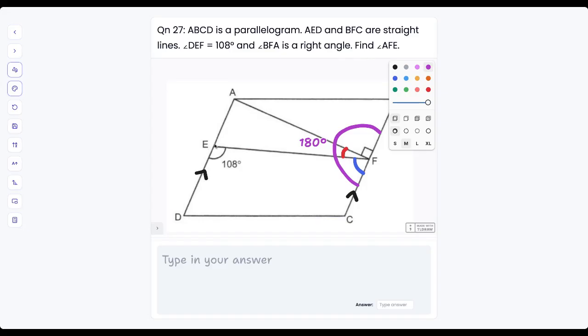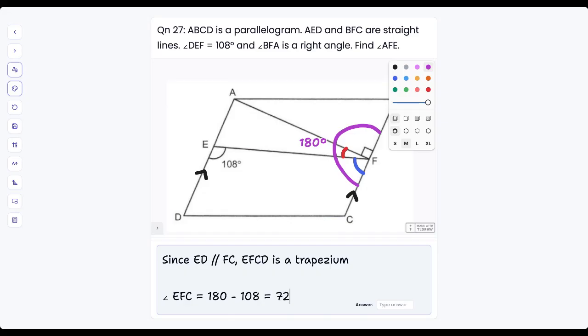And since there are two lines that are parallel in EFCD, that means this is a trapezium, right? Since ED is parallel to FC, EFCD is a trapezium. So that means angle EFC is equal to 180 minus 108, and this will equal 72 degrees. So now we know that this blue thing over here is 72 degrees.